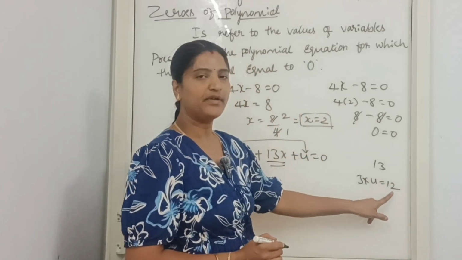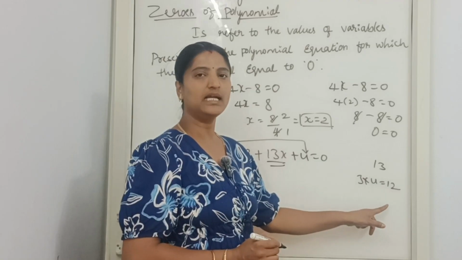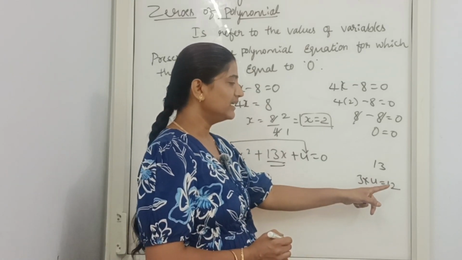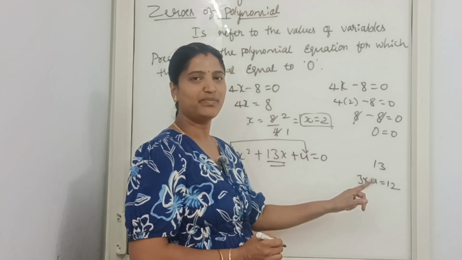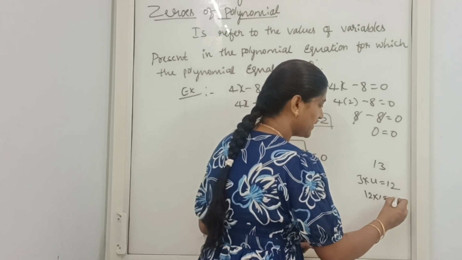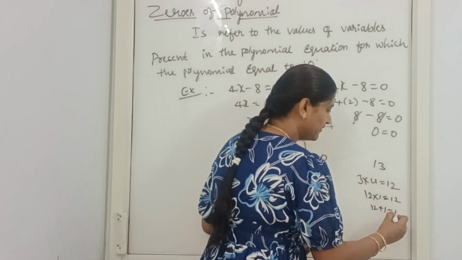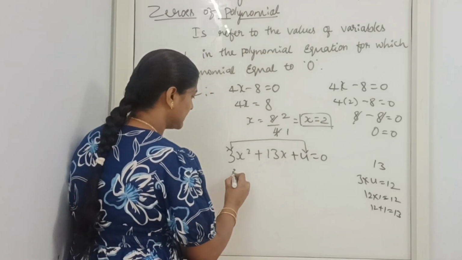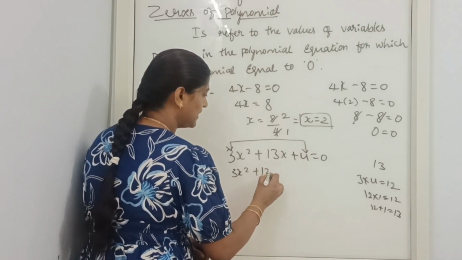We need to search for factors of 12 which, by adding, give the middle term, right? Seeing 12, 12 ones are 12, and 12 plus 1 is 13. So by adding those we get the middle term. So you can go for 12 ones, giving 3x square plus 12x.